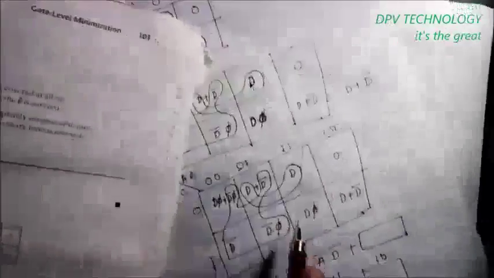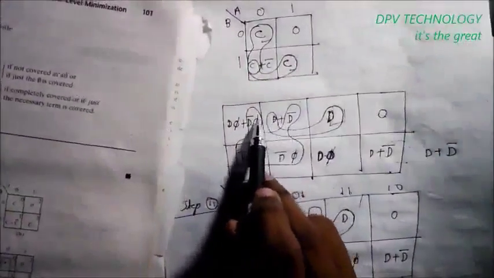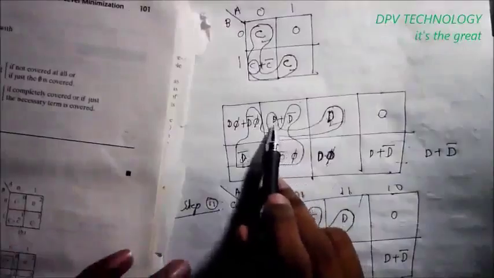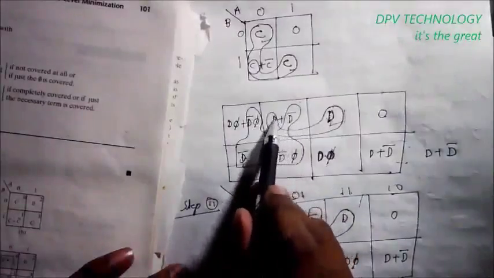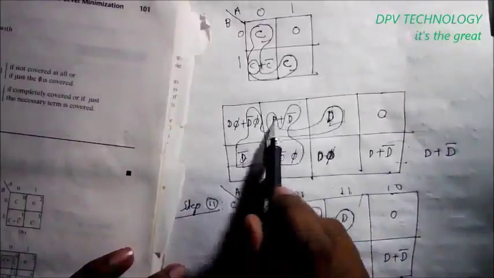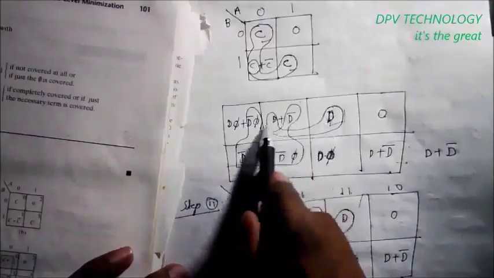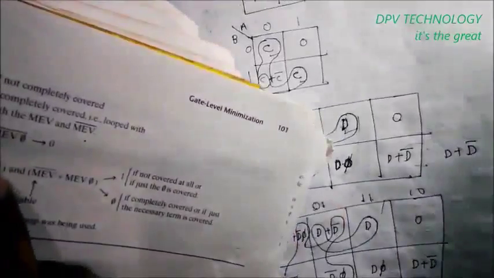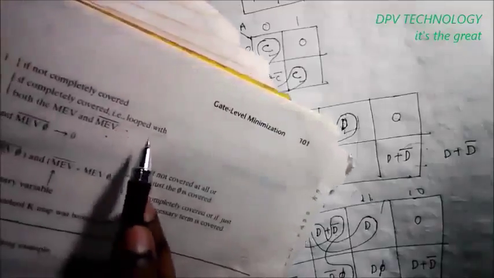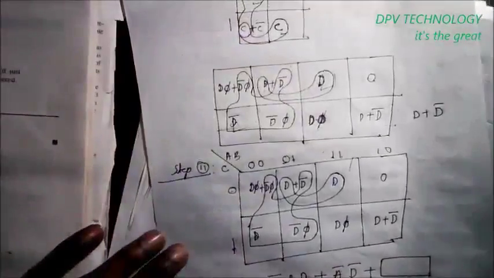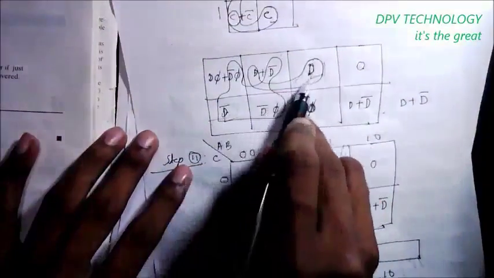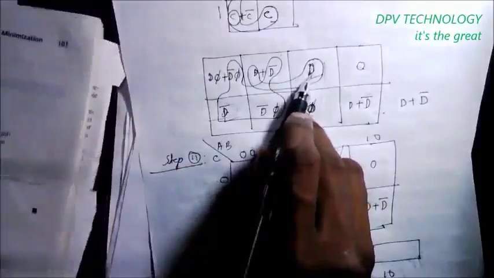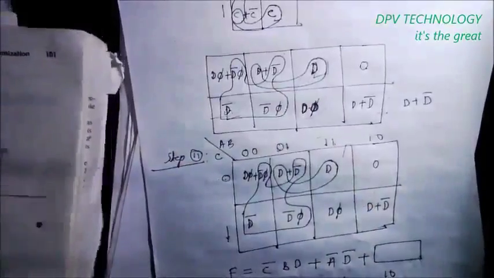So here we see that this 1 is completely covered, that is, the group D bar is covering D bar here, and this D bar is covered with this D, so it is completely covered. So it will become don't care if completely covered, according to this rule. So it will become don't care here, as it is completely covered. Then this is also completely covered. This is a single MEV. This single MEV will become 0 also according to the first rule.